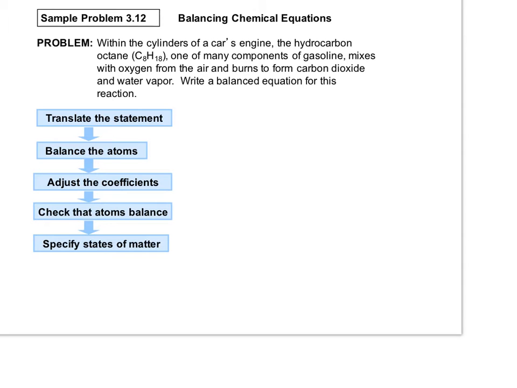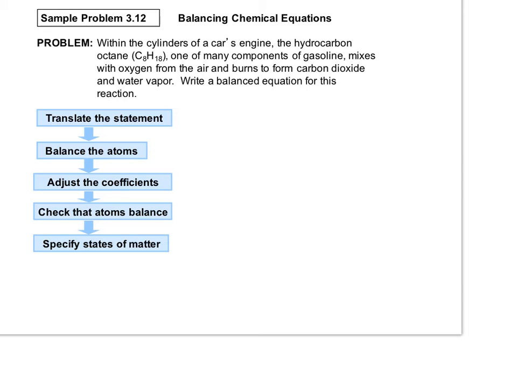Sample problem 3.12 deals with balancing chemical equations. In order to do this, we have to follow a certain set of rules. If you'll notice, I have the steps listed over here on the left side of the problem, and we're going to use those in order to solve this problem. So let's get right into it.